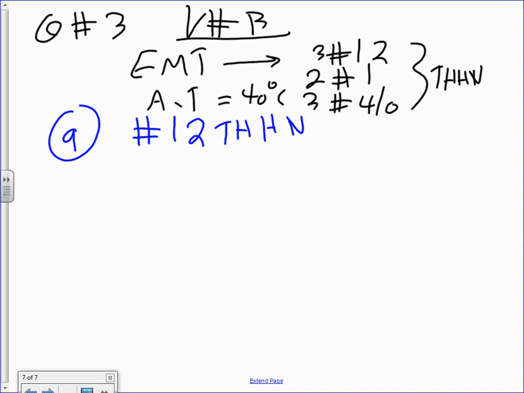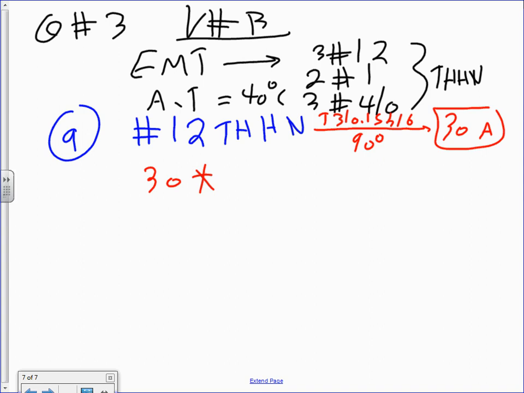The first thing you need to do is go to table 310.15(B)(16) under the 90 degree column, which will give you 30 amps. You start with the 30 amps from the get-go, because it is THHN. Then you take the 30 amps and derate. How many current-carrying conductors do I have? If you add them all up, 3, 3, 6, 8. I have 8 current-carrying conductors. What's the rating for 8 current-carrying conductors? 70%.